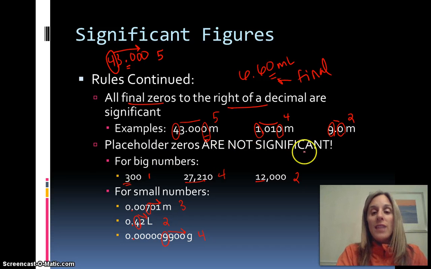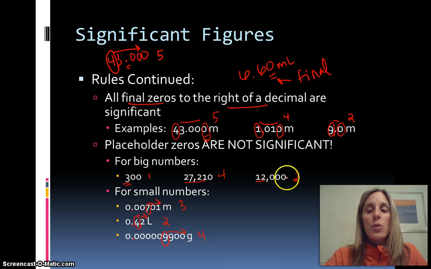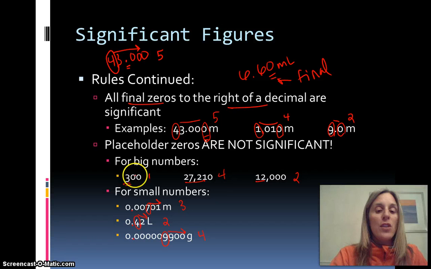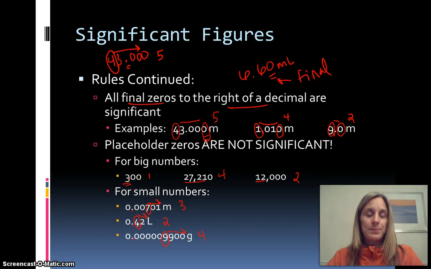When you don't have decimal places, that's where you can have zeros at the end of a number that will be placeholders.